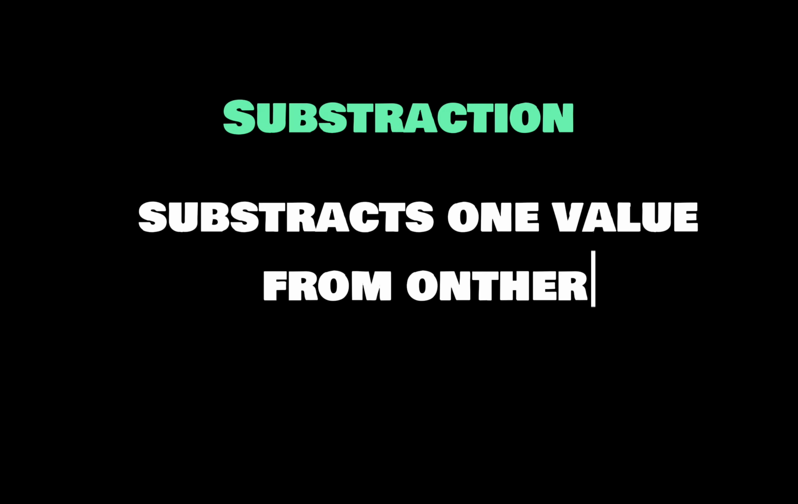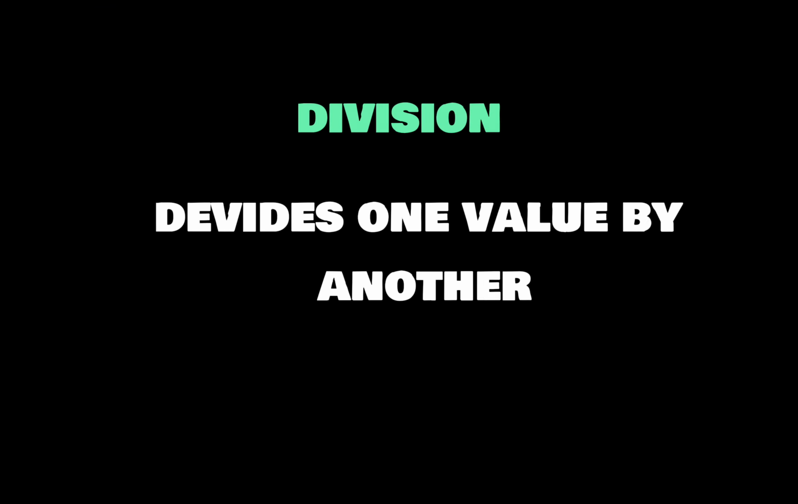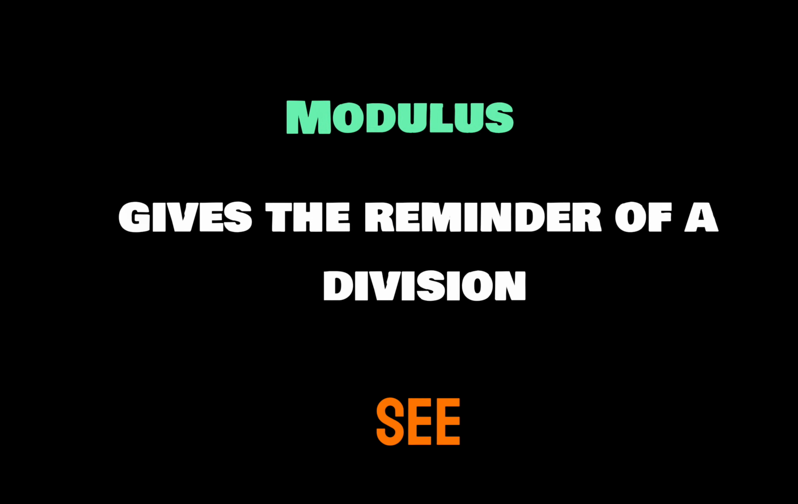Let's dive in. The first type of operators we're going to look at are arithmetic operators. These allow us to perform basic math. Here are the main ones. Addition adds two values. Subtraction subtracts one value from another. Multiplication multiplies two values. Division divides one value by another. Modulus gives the remainder of a division. Let's see this in action.